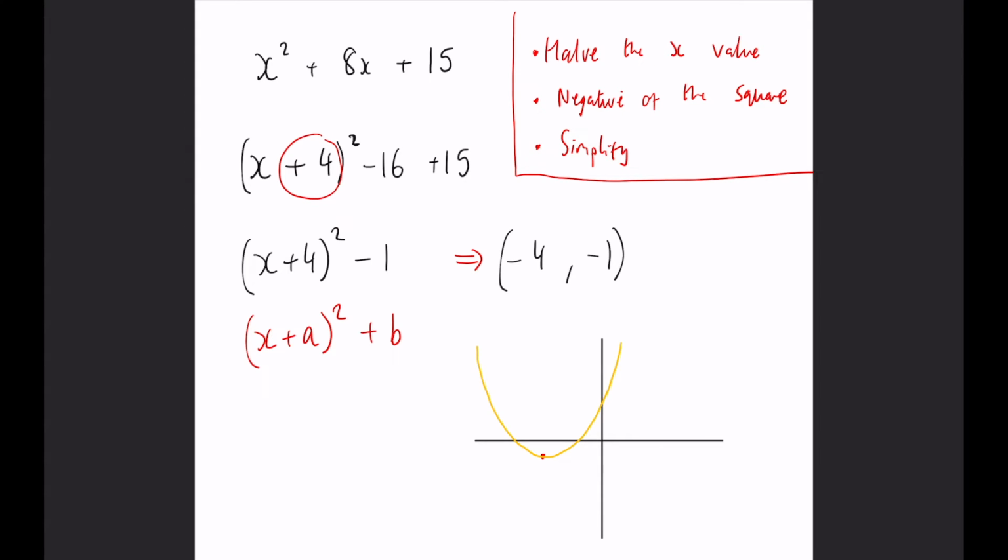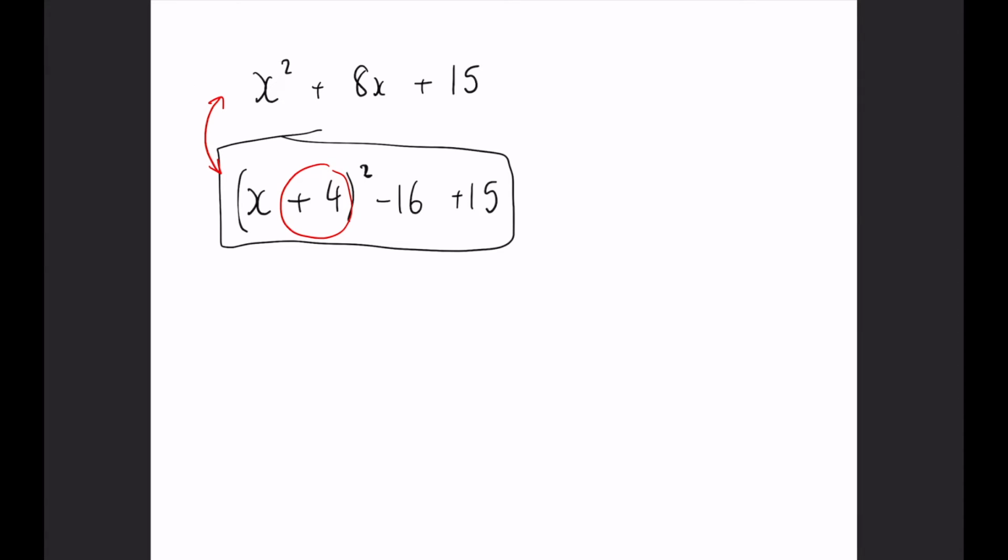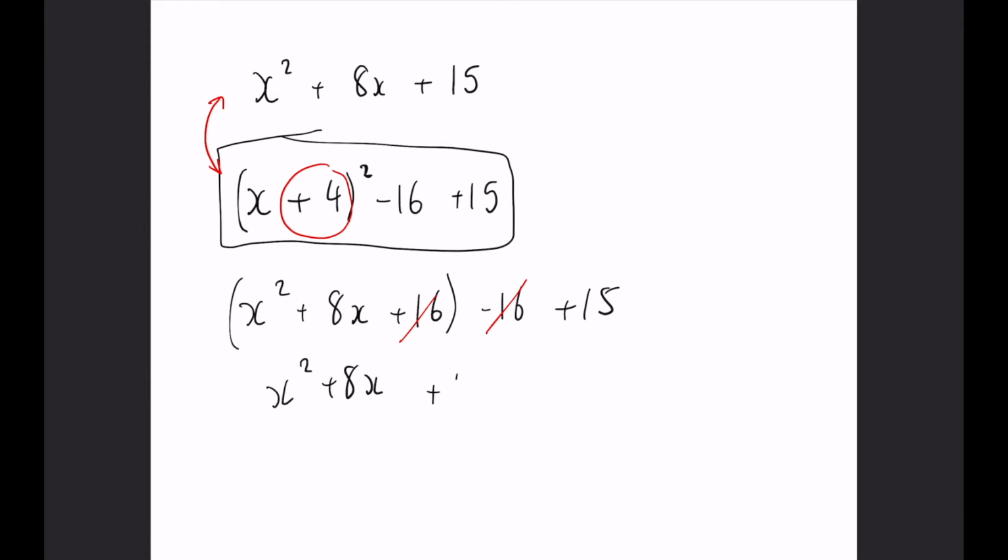Okay, so back up to the step I promised a minute ago. Why is it that we do the negative 16 plus 15? Well, believe it or not, these two are actually the same thing. If we were to expand out the (x plus 4) squared, we're going to get x squared plus 8x plus 16. If we take into account what's outside the bracket, we've got minus 16 plus 15. You can see quite quickly these two are going to cancel, which gets us back to our original quadratic.